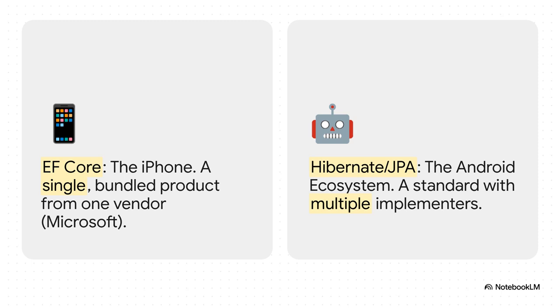The Java persistence world, though, that's the Android ecosystem. You have the Android OS, that's our JPA standard. But then different companies like Samsung, Google, or OnePlus, that's our Hibernate, EclipseLink, etc., they all build their own phones based on that standard. They all follow the same rules, but each has its own unique flavor.